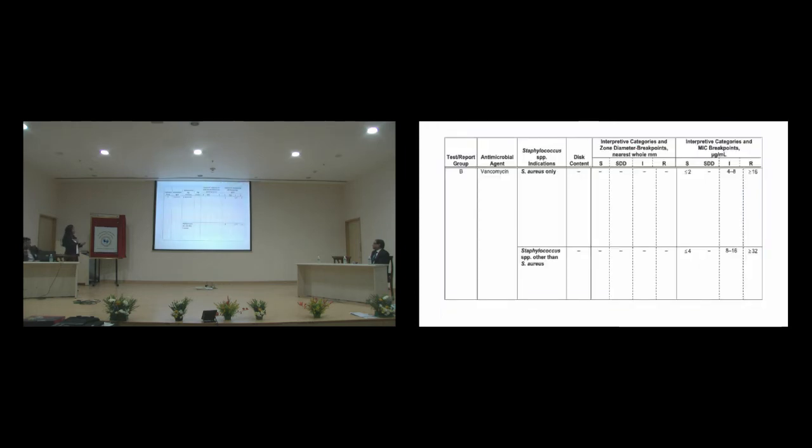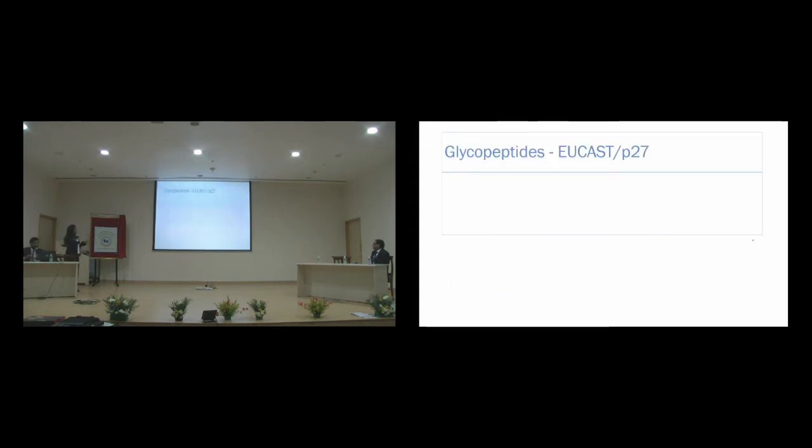You can see in this table, for vancomycin, Staph aureus only, less than or equal to 2 is sensitive, more than or equal to 16 is resistant. For other than Staph aureus, less than or equal to 4 is sensitive, more than or equal to 32 is resistant. Next, coming to a note given in UCAST, there is no concept of GISA, that is glycopeptide intermediate resistant Staph aureus, in UCAST. Any of you have gone through and seen why it is not included?